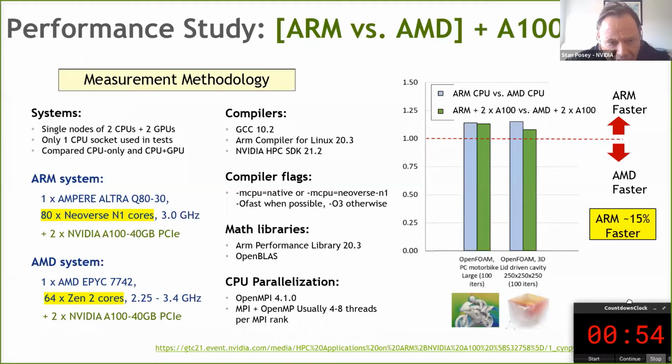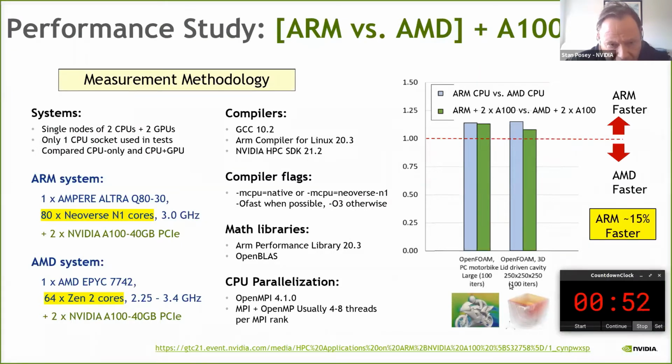And we've done some work on ARM. NVIDIA has announced support for ARM. We'll be developing our own ARM CPU to be combined with the next generation GPU. So please look out for that. And here's the result versus AMD, where the ARM is faster both for CPU only and then CPU plus the A100 GPU, the current GPU available.